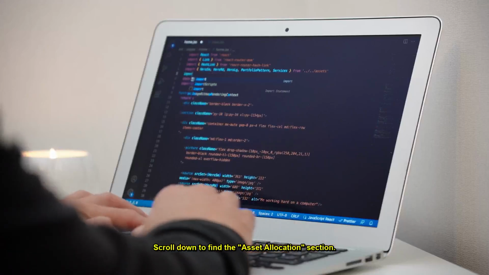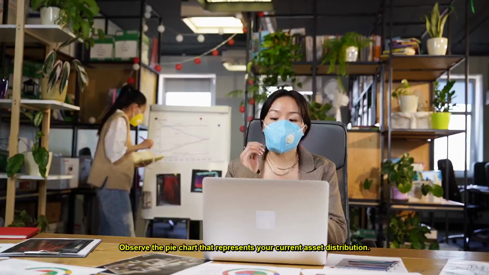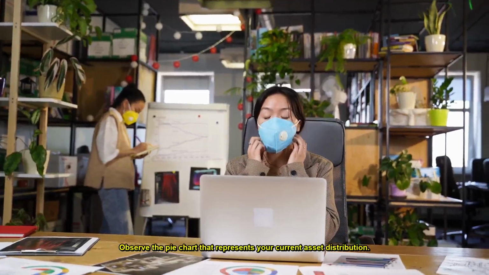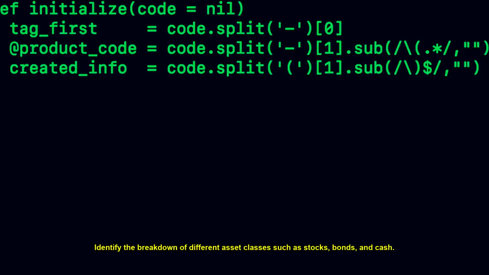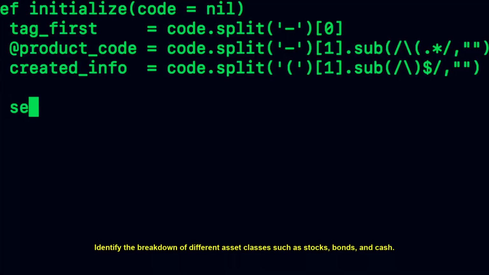Scroll down to find the Asset Allocations section. Observe the pie chart that represents your current asset distribution. Identify the breakdown of different asset classes such as stocks, bonds, and cash.